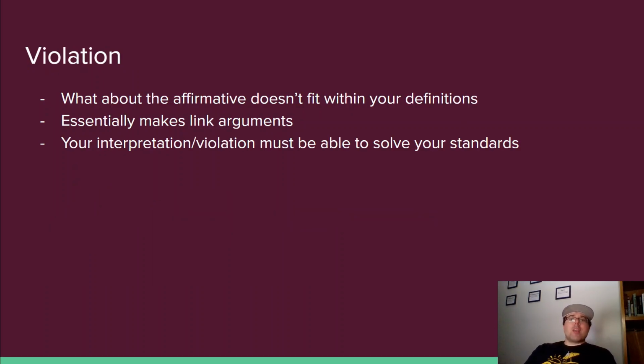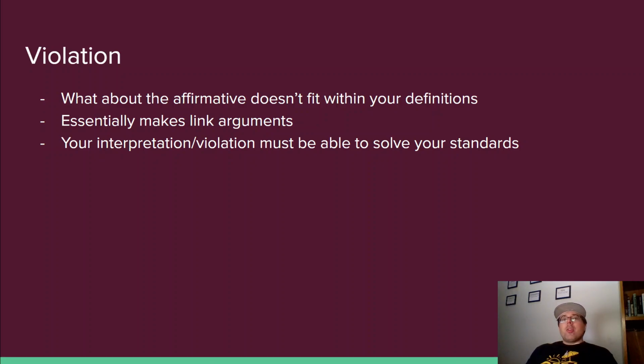The second part of topicality is a violation. And here you are just explaining why the affirmative doesn't fit within your definitions. There might be several different definitions that you use, and you want to be able to explain why the affirmative in the 1AC doesn't fit inside of those boundaries. If you want to think about it this way, it helps a lot of people: think about the violation as sort of a link argument. What is it about the affirmative that falls outside of the resolution? Explain that as a link argument. That helps a lot of people articulate T arguments a little bit better.